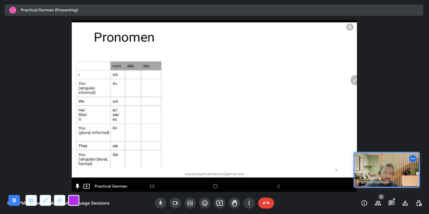Ich, then it will be mich. Du will be dich. Wir will be uns. He should be ihn. Small sie should be sie as it is, and Sie should be Sie. Ihr, ihr should be euch.